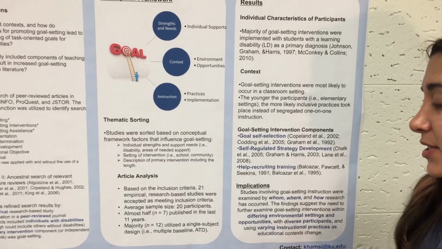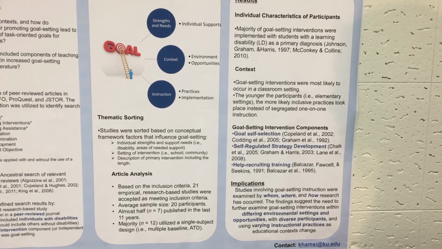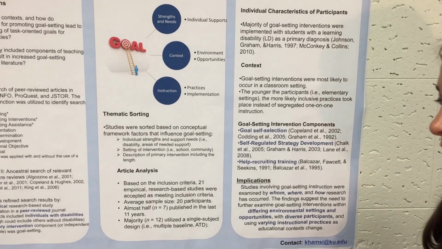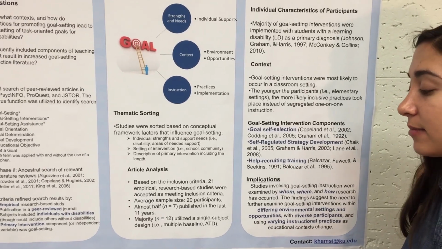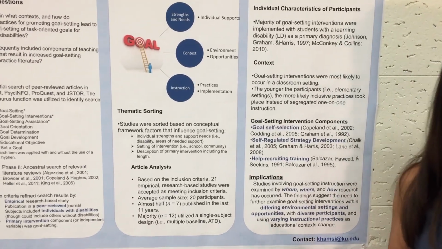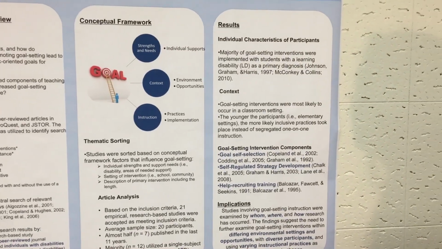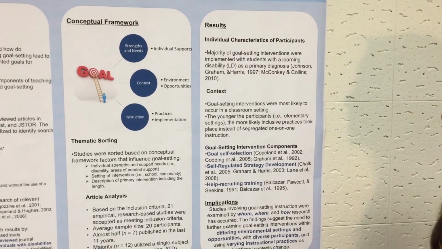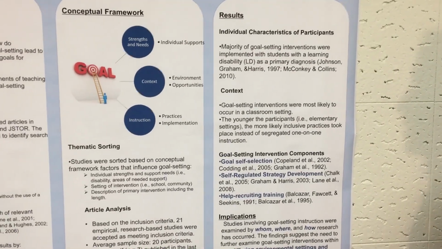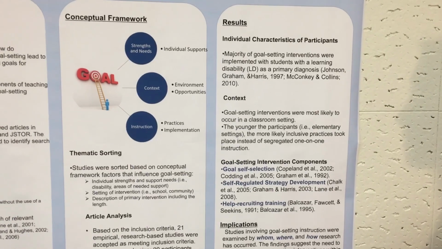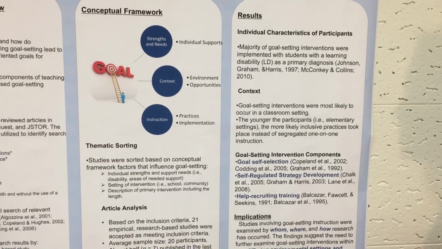Based on the inclusion criteria, 20 articles were identified with an average sample size of 20 participants. Almost half were published in the last 11 years, and the majority utilized a single subject design, which is frequent in special education research because of the smaller sample sizes. The results indicated that the majority of interventions were implemented with students with learning disabilities as a primary diagnosis, which is an interesting finding, but it also doesn't bode well for our students in other disability categories.